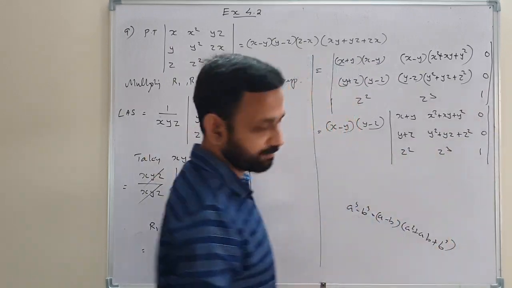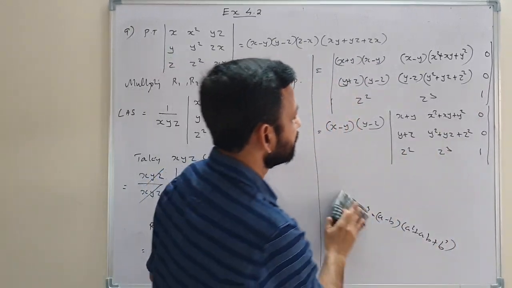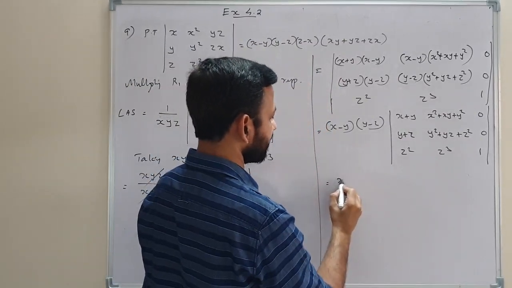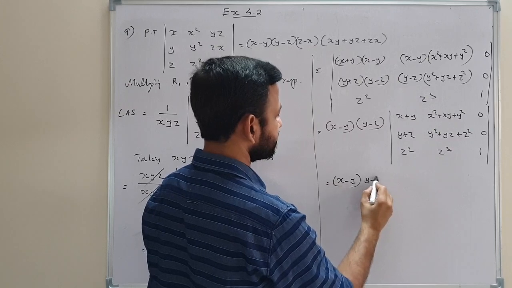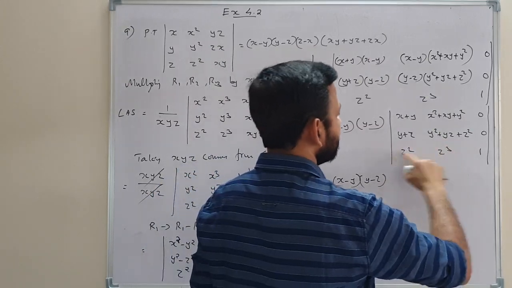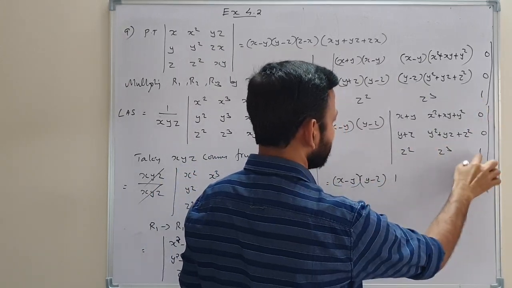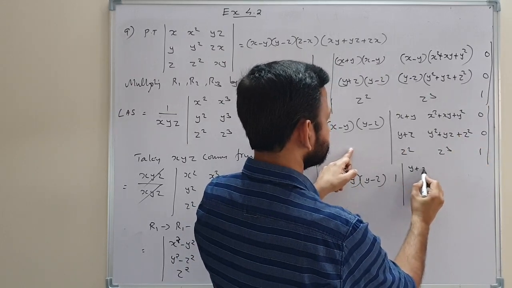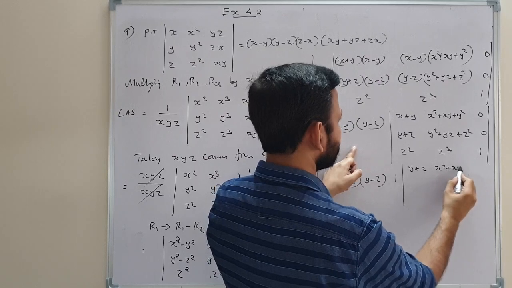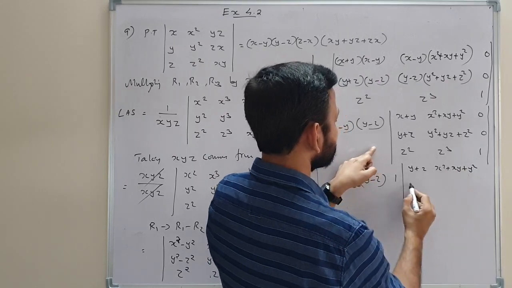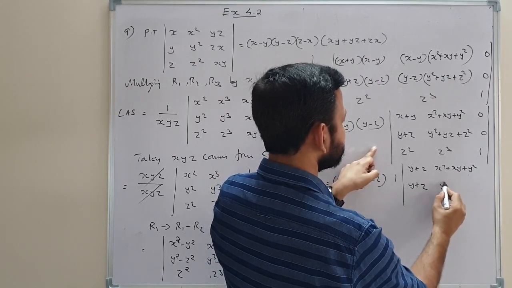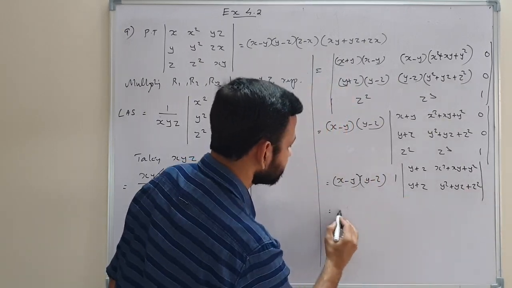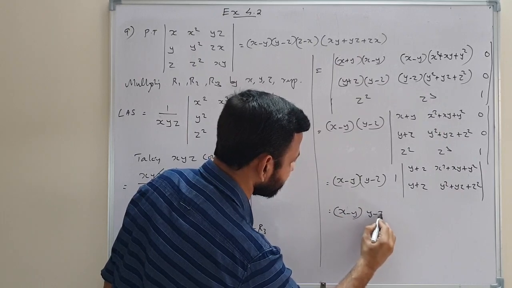So that is the determinant. Now we can reduce it into 2 by 2 form. When we reduce it into 2 by 2 form, the common term is (x minus y) into (y minus z). Then deleting 1, this is our element, 1 into, reduce it into (y plus z) into (x square plus xy plus y square), then (y plus z) into (y square plus yz plus z square). That is equal to (x minus y) into (y minus z) into.